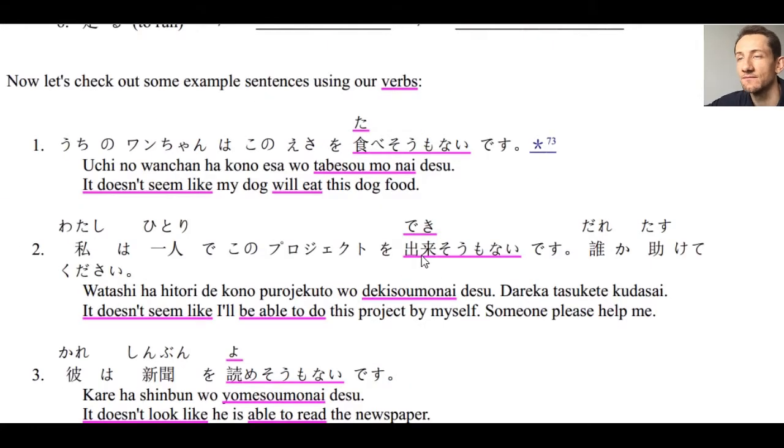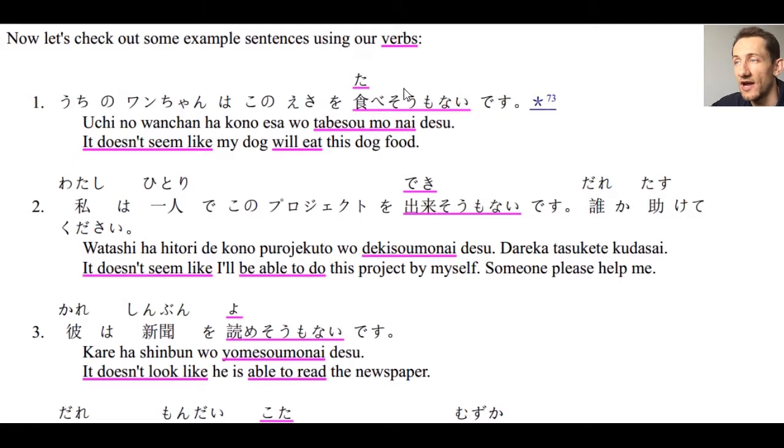Alright, so now we'll look at some example sentences using our verbs, which will be highlighted in purple. So number one, うちのワンちゃんはこの餌を食べそうもないです。So it doesn't look like my dog will eat this food.